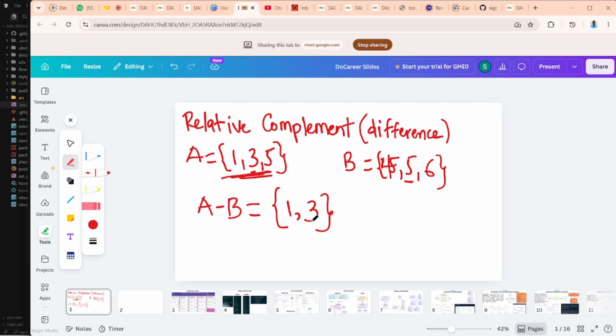So 1, 3 are the elements that solely belong to A itself. They don't belong to B. That's the A minus B.